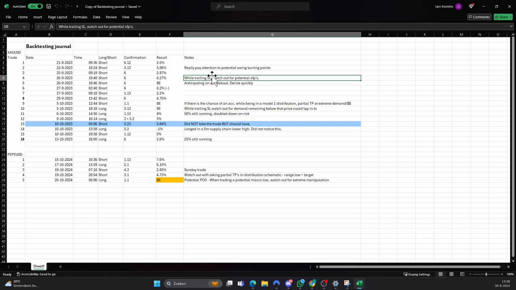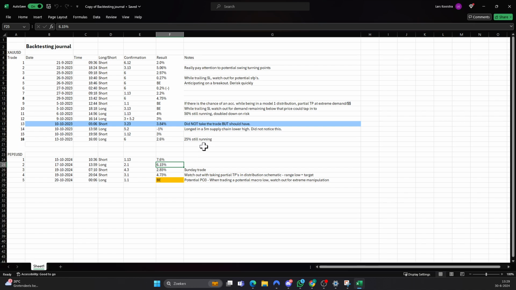Here, while trailing stop loss, watch out. And I actually had a winning trade, which was, I think, 6%. I think it was this one, or maybe it was another one. I'm not sure. Yeah, you can see how even I still keep on learning, right?